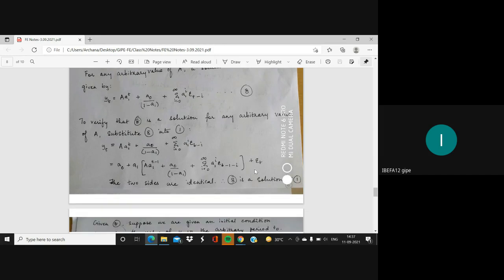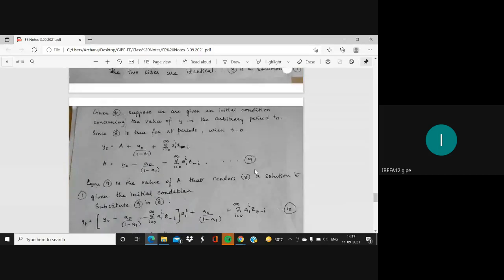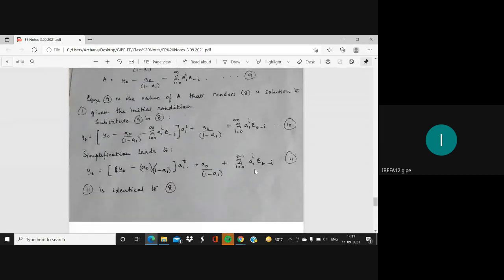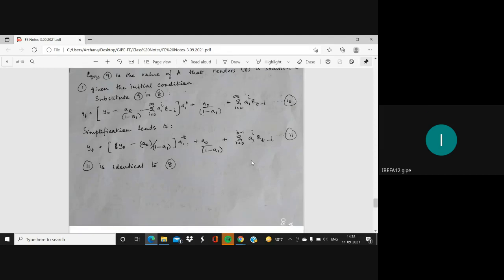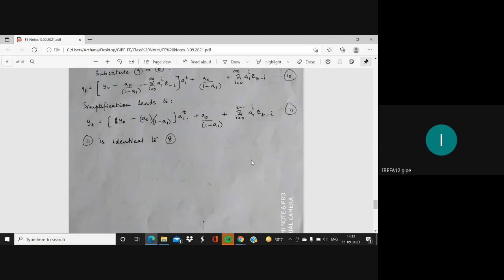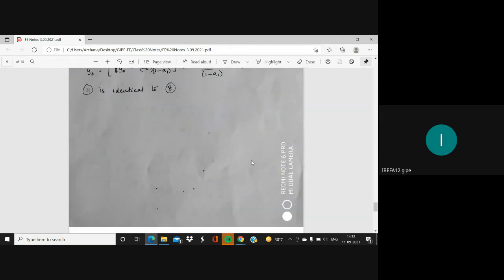And then we solved for a by imposing a certain initial condition again, and we found out the general solution for this first order difference equation, which takes this form. The form given in 10, if you simplify it to 11, you get this solution, which is identical to the previous solution that we had discussed. So this is where we had stopped in the previous class.